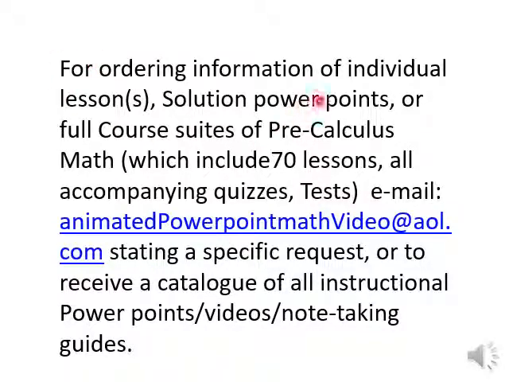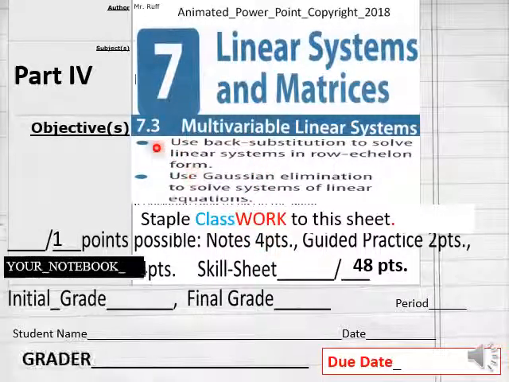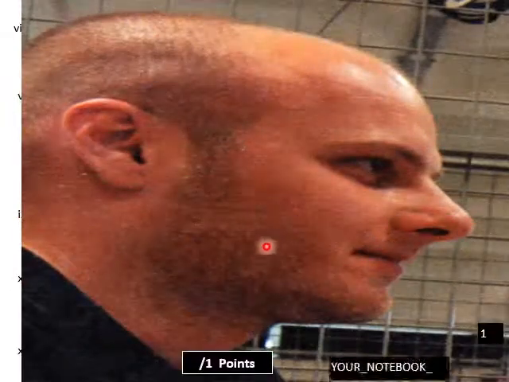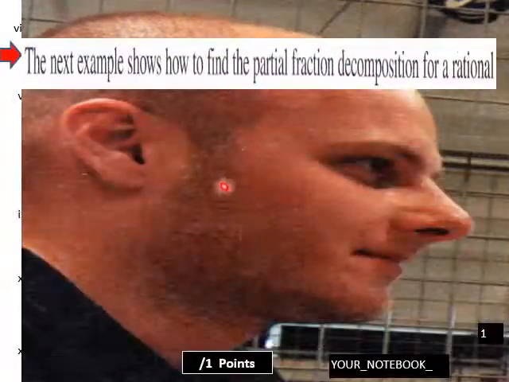Hello everybody, getting ready to do lesson 7.3 part 4 classwork for pre-calculus math today. And today, 7.3 part 4, you have 1 point that goes in your notebook and 48 points in your classwork sheet today. 7.3 multivariable linear systems part 4. So this is your notebook entry here.